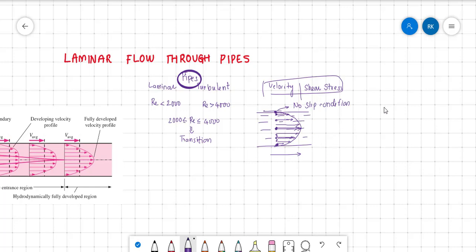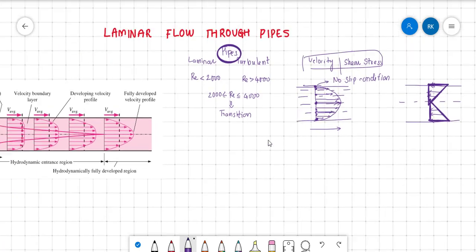What about the shear stress? The shear stress will be more here because there is friction present and the velocity is 0. So the maximum shear stress will be present here, and the minimum will be 0 at the center. This is the center. The minimum shear stress will be present here, and on the downside also the maximum shear stress will be at the wall. So this is the shear stress distribution, and this is the velocity distribution.